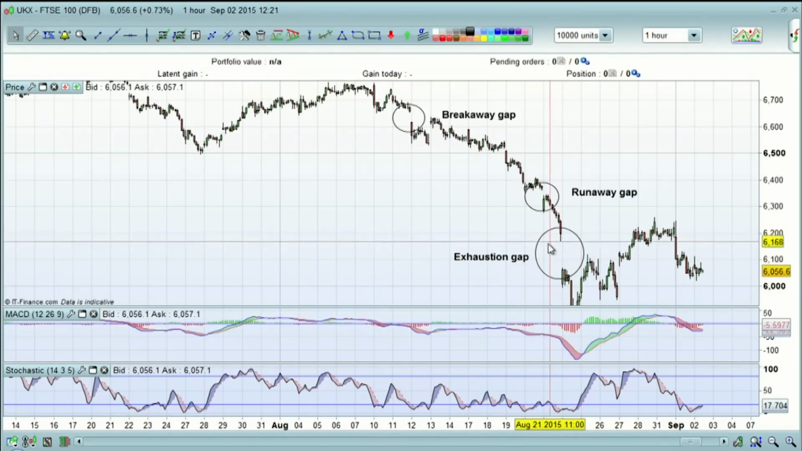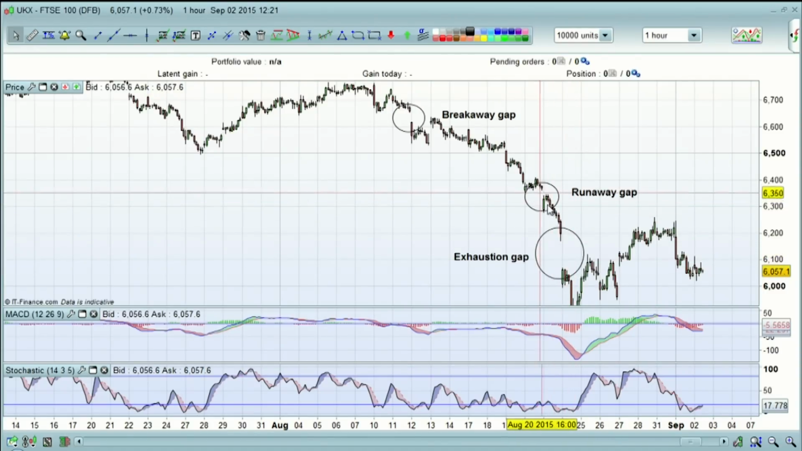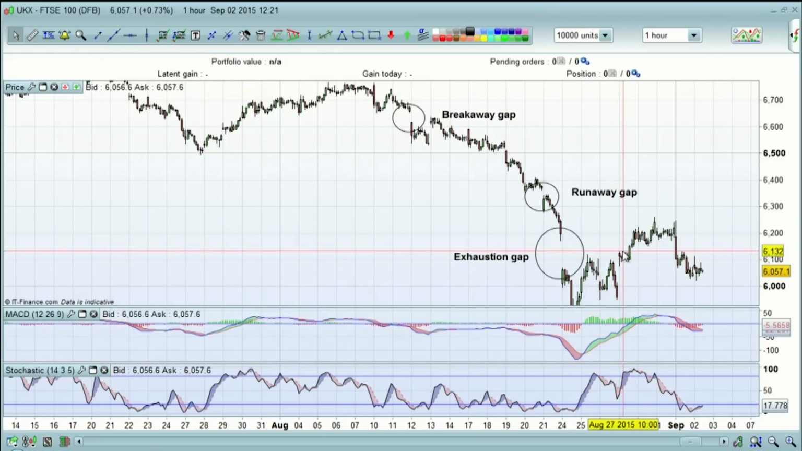And the final one is the exhaustion gap. Now this is often confused with the runaway gap because on first glance it looks very similar. However, the big difference is that this actually gets closed by subsequent price action and signals to the market that possibly the trend could be over for that asset.